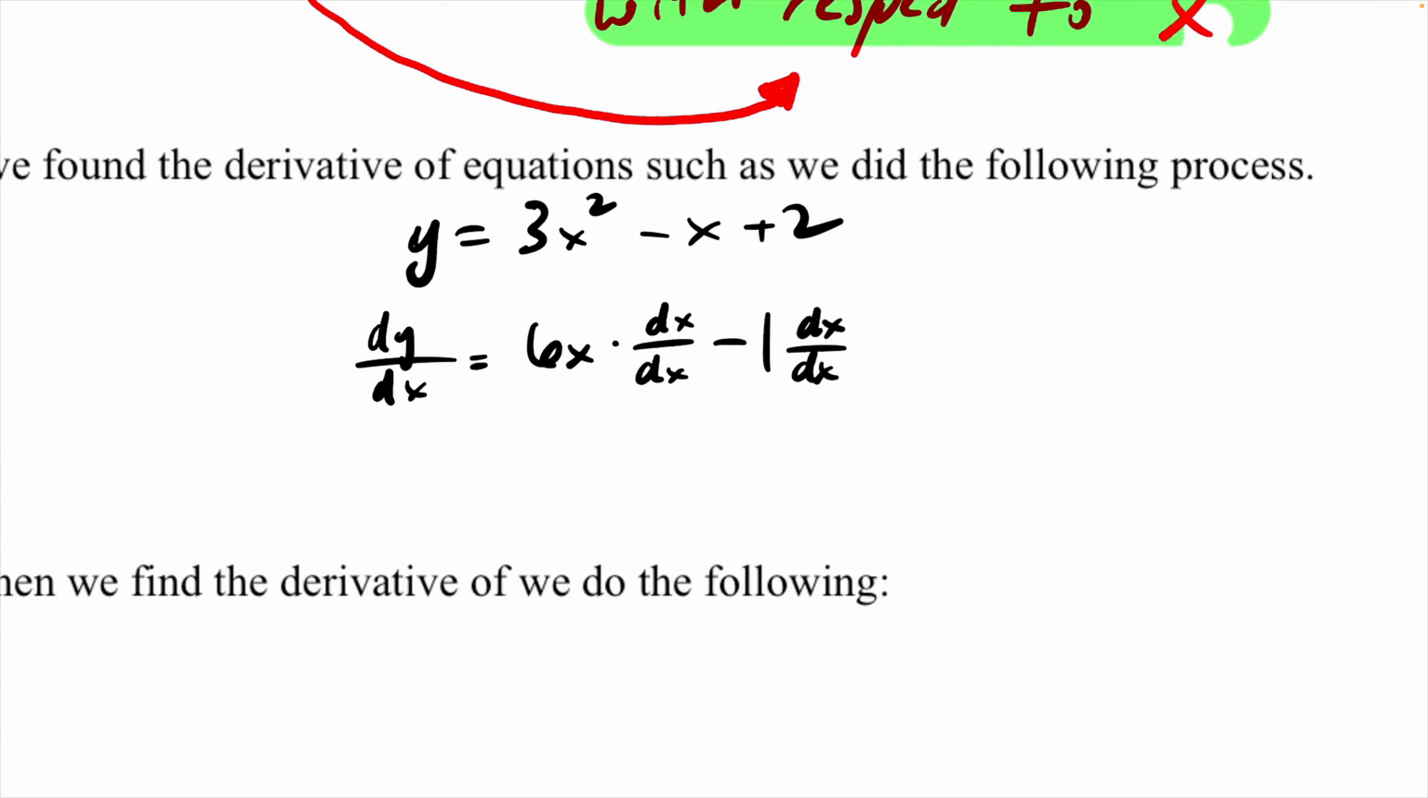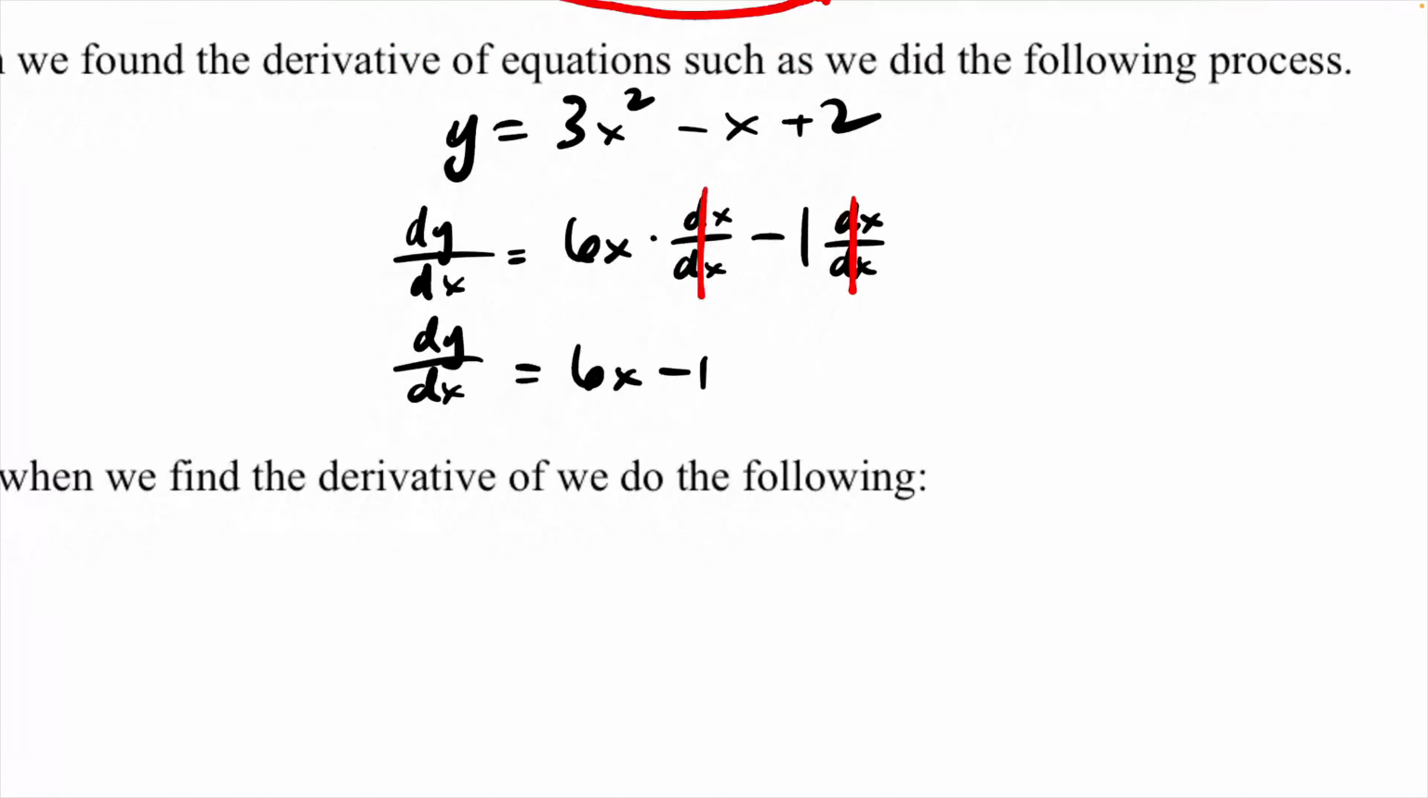Look at what it is. What is dx over dx equal to? 1. It's just a 1. Why write it if it's not necessary? So instead, we just said dy over dx is 6x minus 1. When we were finding derivatives of x, it wasn't necessary because it was just a 1. But now we're finding derivatives of y's, so we have to write it down because it's not dx over dx. It's going to be dy over dx.